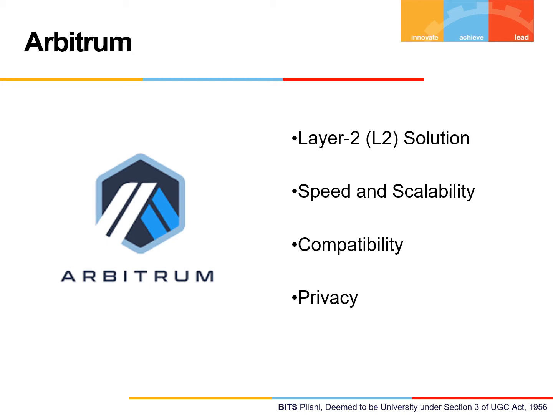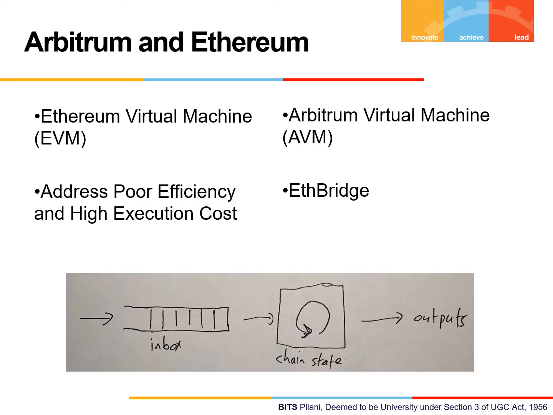Arbitrum is a layer 2 solution designed to improve the capabilities of Ethereum smart contracts, boosting their speed and scalability while adding additional privacy features to boot. So basically, Arbitrum is a system that works on the existing Ethereum network. Now let us discuss how Arbitrum and Ethereum work with each other.